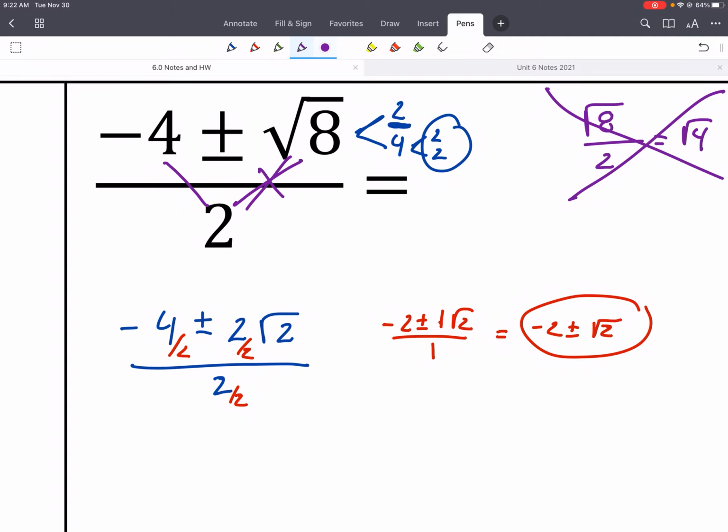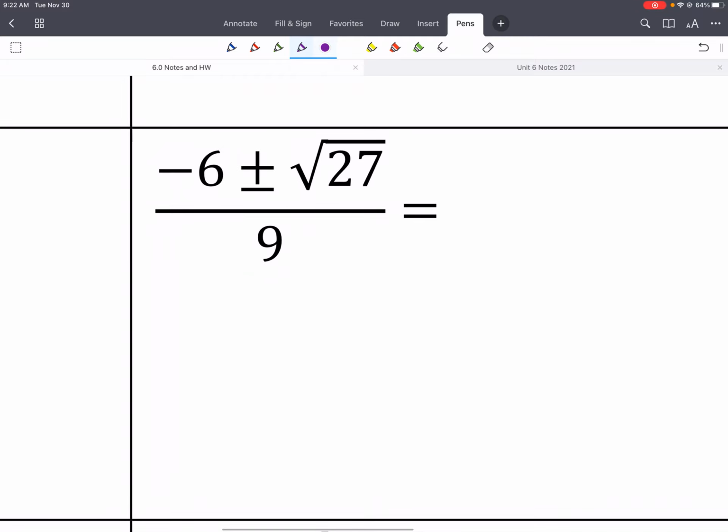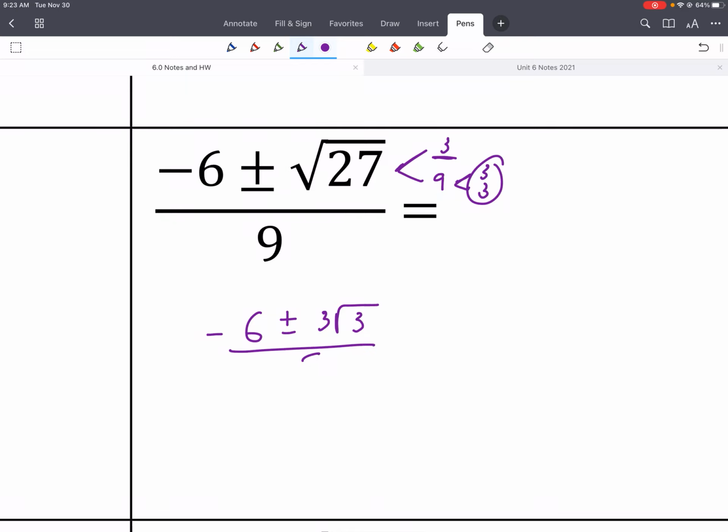Don't make that mistake. All right, let's skip to this one. Again, if we have roots, that's the first thing we'll do: simplify the root. So we could do 3 and 9, and then 3 and 3. So we could take out a group of 3, and we'll have a 2 that stays inside. So negative 6 plus or minus 3 square roots of 3 over 9.